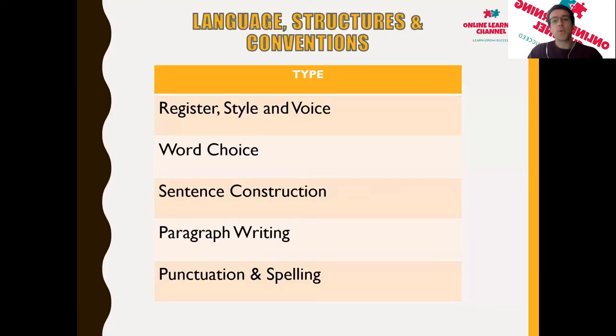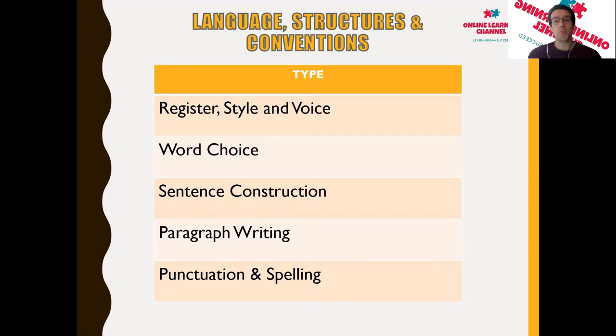All right, so with regards to language and structures and conventions, you get various types that one can make use of in terms of presenting the actual essay. So you need to focus on aspects such as register, style, and voice. This is the tone and the style that you make use of or utilize within your actual essay. The word choice, well, goes without saying, has to be pretty much on point in order for you to achieve the most amount of marks possible.